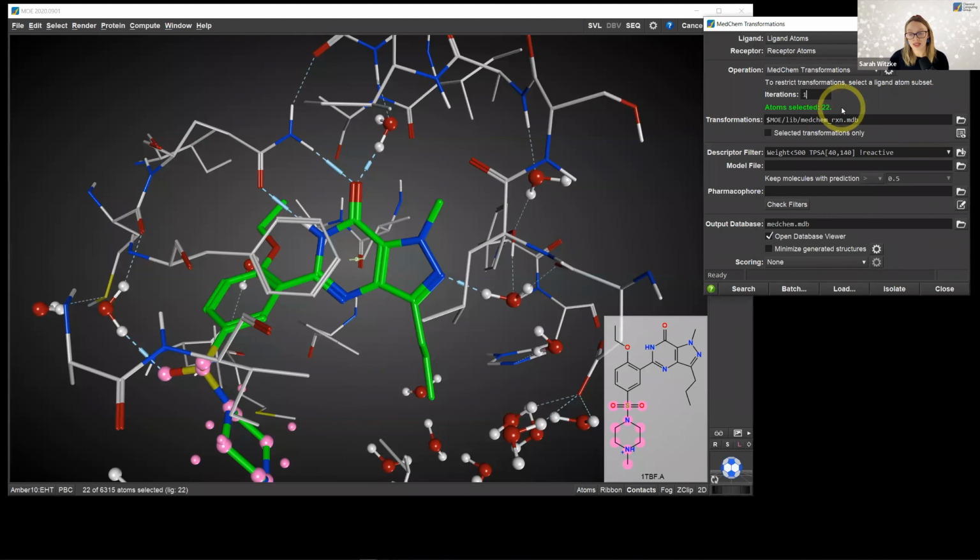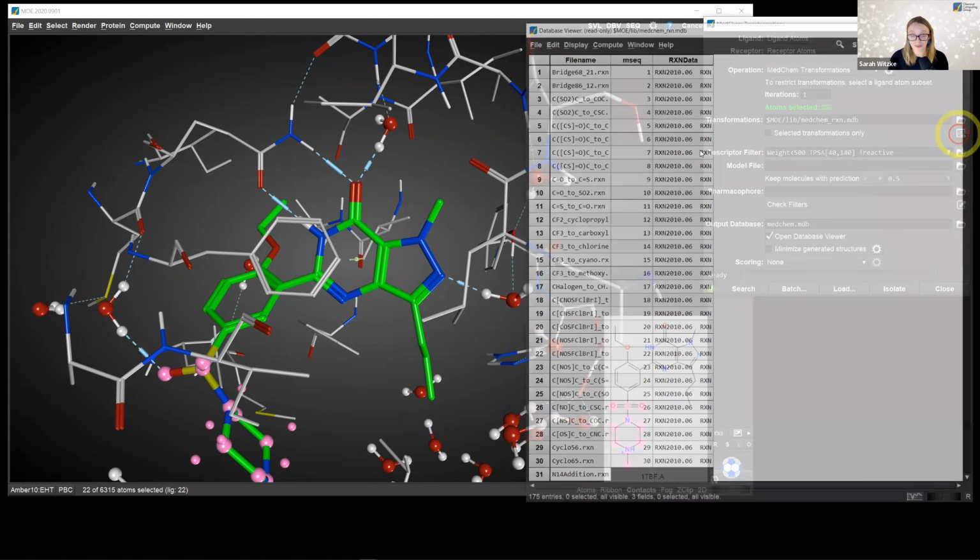Now, the other way that I'm thinking of you might find useful is to actually specify the specific reactions you want to do. So if you look here in the panel where it says transformations, there is a reference to a database, and that's the database that holds all of those 175 standard reactions we have. And we can open it with the database viewer right from here.